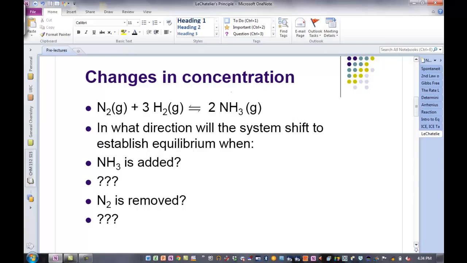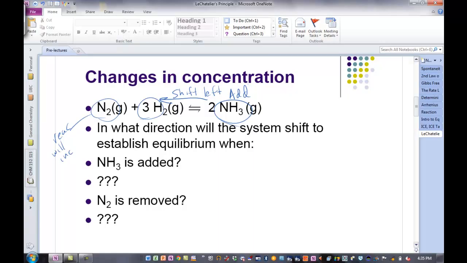What if we add some ammonia? It was at equilibrium. We now add some product. The system is going to shift to try to remove some of what we add. It can't remove all of it, but it's going to shift to remove some of what we add. So how can it do that? It's going to shift left, so we will make more reactant. We added some ammonia, and it's going to shift to remove some of it.